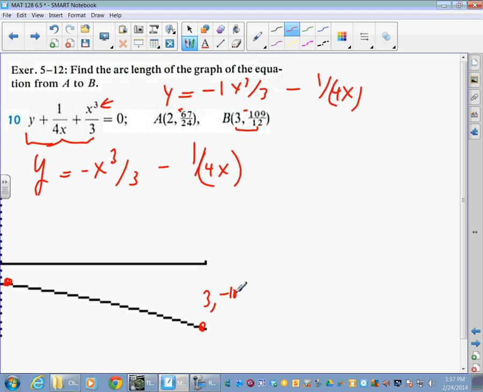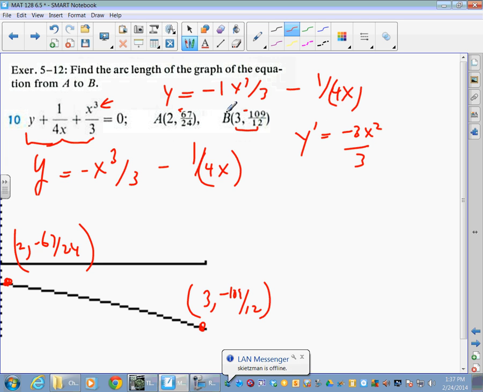3 and negative 109 twelfths, and 2 and negative 67 24ths. Doesn't matter, we're going to factor in my calculation anyway. So, the derivative equals 3x squared over 3. Again, you drop it down, multiply, subtract.